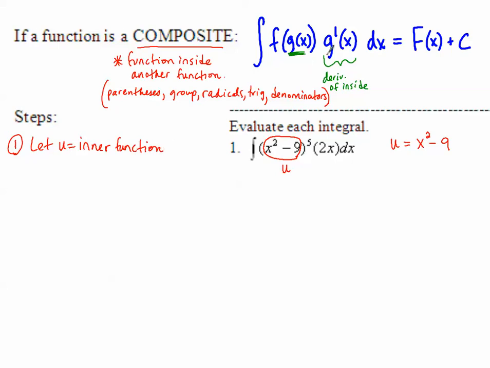Next, remember that we need the derivative of the inside function in our integrand. So we have to know what is the derivative of the inside function. Therefore, the next step is finding that derivative. So after we have u, if this is in terms of x, we find du dx. So the derivative of this, 2x. So our second step, find du dx.